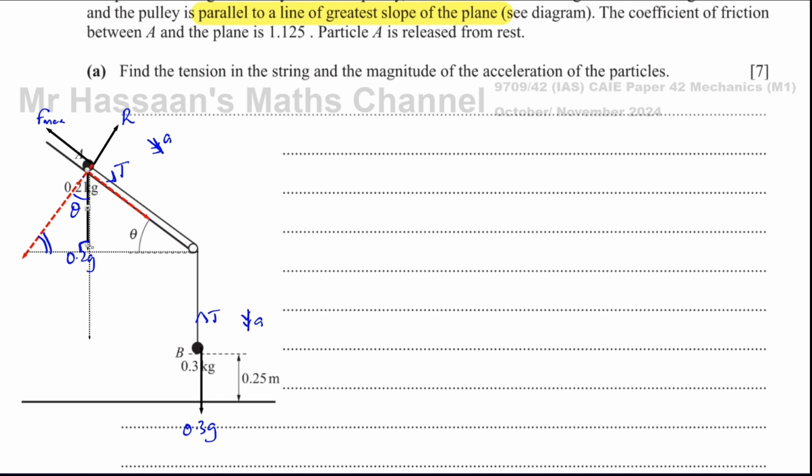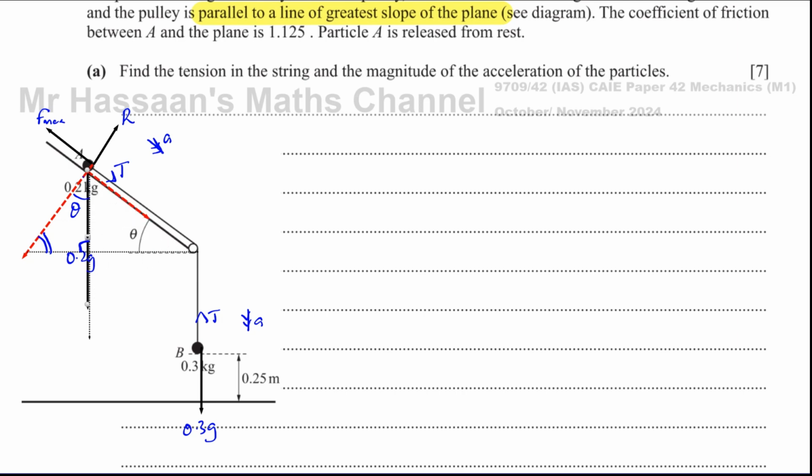So I know that this force here is going to be 0.2g times cosine theta, and this way it's going to be 0.2g times sine theta. Okay, so going into the angle given, I'm going to use cosine. Going away from the angle, I use sine. And what's the reason for that?